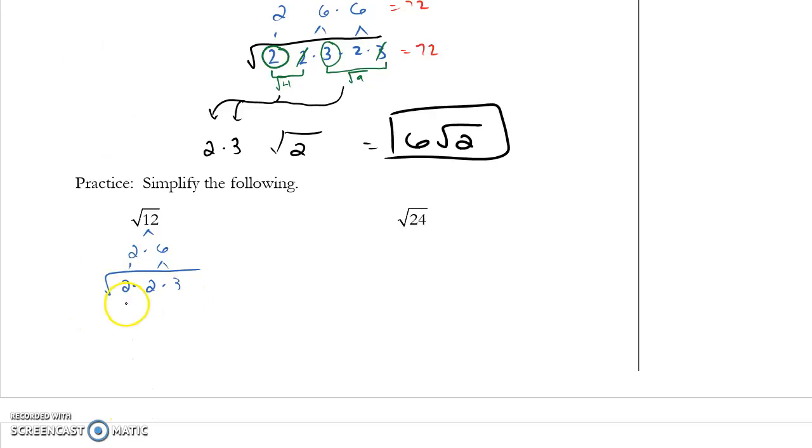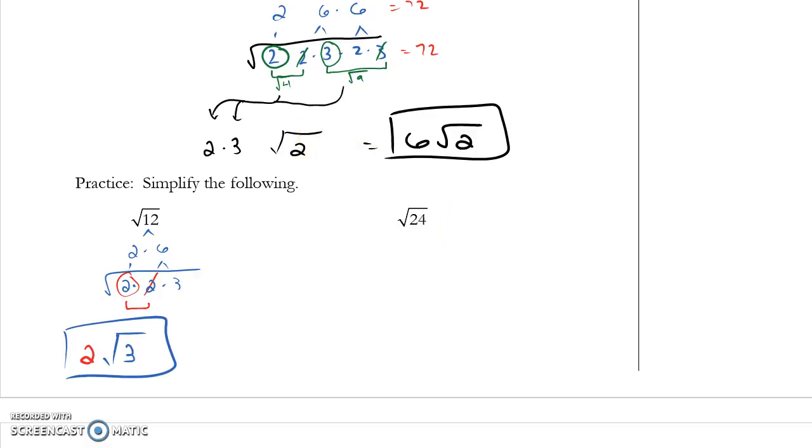That means I have all of my factors. They're all prime. I look for pairs. That's a pair of 2's. I use 1 and get rid of 1 because 2 times 2 is 4. That gets pulled outside. Square root. 3 is left over. It stays in. 2 square roots of 3.